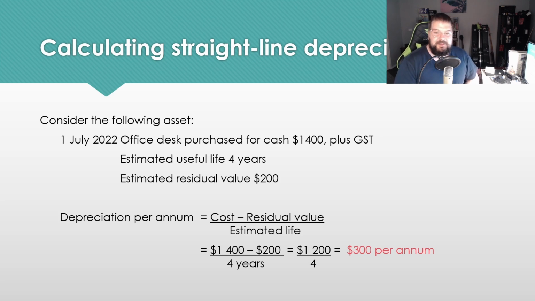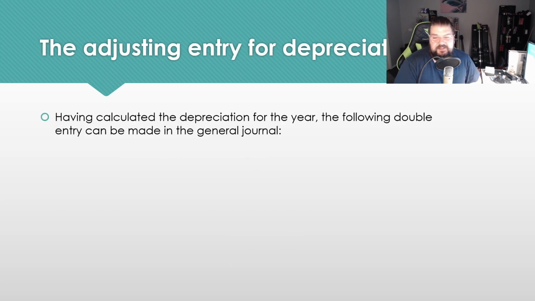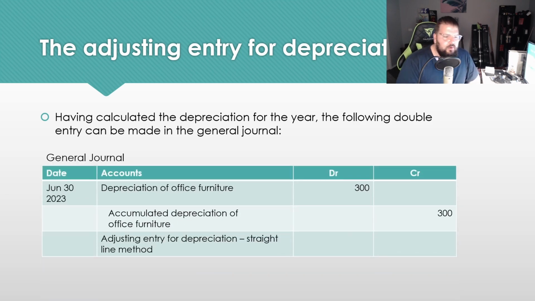Which means we're going to be expensing $300 per year. This brings us to the following adjusting entry that we're going to be making every single year, okay? So when we look at the general journal, you'll see that we are increasing the expense that is depreciation of office furniture, and we are crediting an account called accumulated depreciation of office furniture.